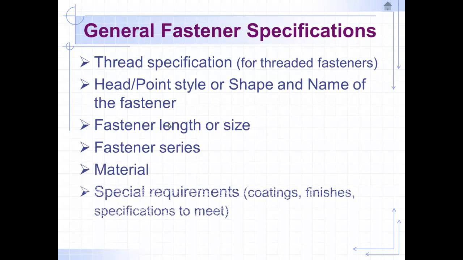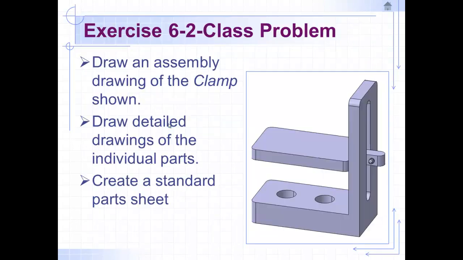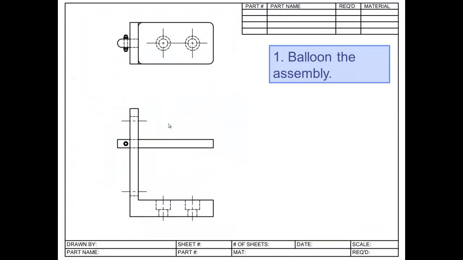So this is the information that we talked about. Alright, so let's say this is the example. This is an assembly, so we're going to create a drawing package for this assembly. The first sheet would look something like this. I decided to go with 2 views, and I'm going to balloon it.